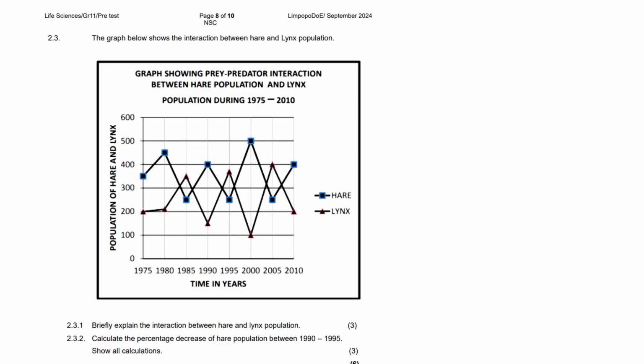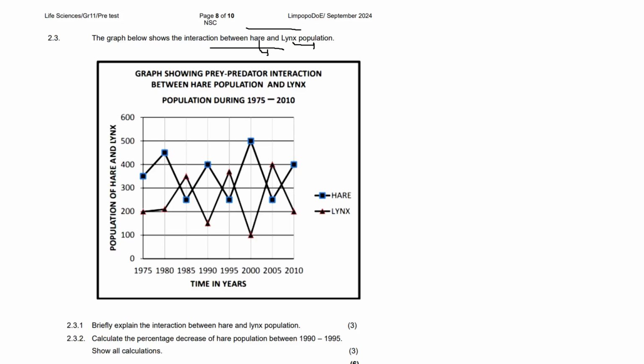So let's go to 2.3 now. 2.3 is a different topic now. We're going to ecology now. So I've been told about the interaction between a hare and a lynx population. A hare, we know that's a typical herbivore. Then this one will be the one who will be eating the hare. So this guy will be the predator. The predator is the lynx. Then this one will be the prey. So the hare is the prey, and the lynx is the predator, meaning the lynx will be eating the hare.